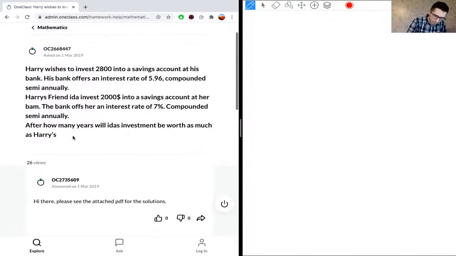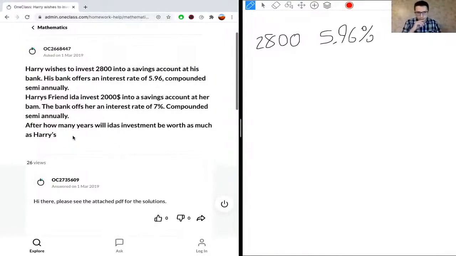He invests $2,800 and the interest rate is 5.96%. And then compounded semi-annually, so I'll just write semi for semi-annually.